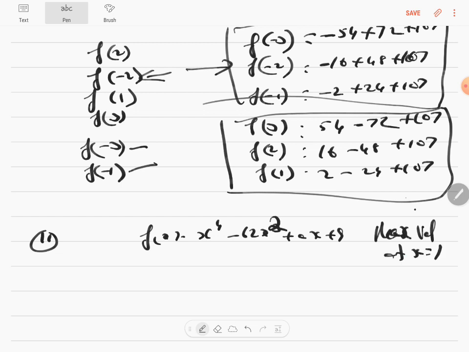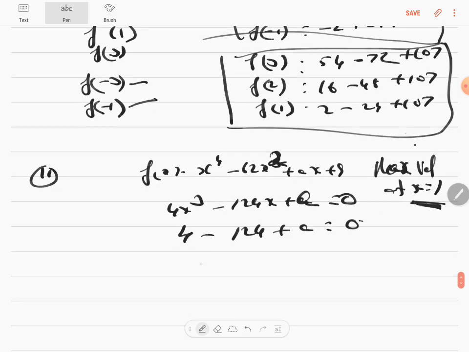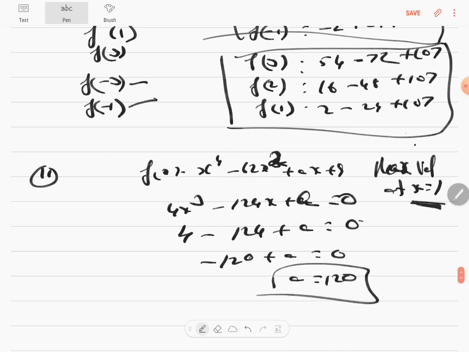Maximum minimum is as usual differentiate. So which is 4x cube minus 124x plus a. Differentiated is equal to 0 you will put. But he is saying when you equate to 0 there is an a here, so you can't really solve. But he is saying x itself is 1. So 4 minus 124 plus a is equal to 0, minus 120 plus a is equal to 0, therefore a is equal to 120. It is at that point you are getting maxima, then differentiate equal to 0, substitute that point there and get the value of a.